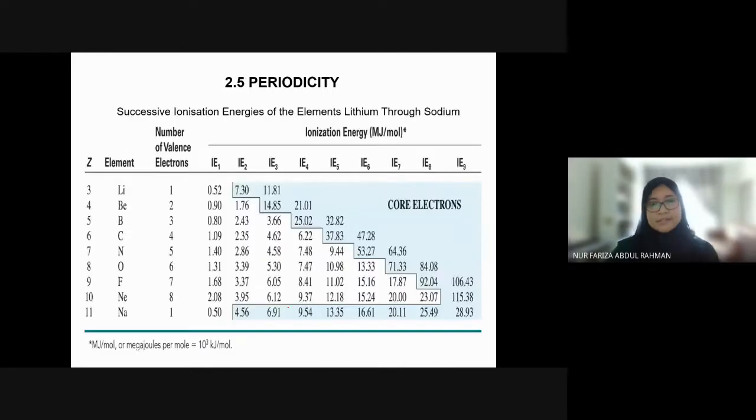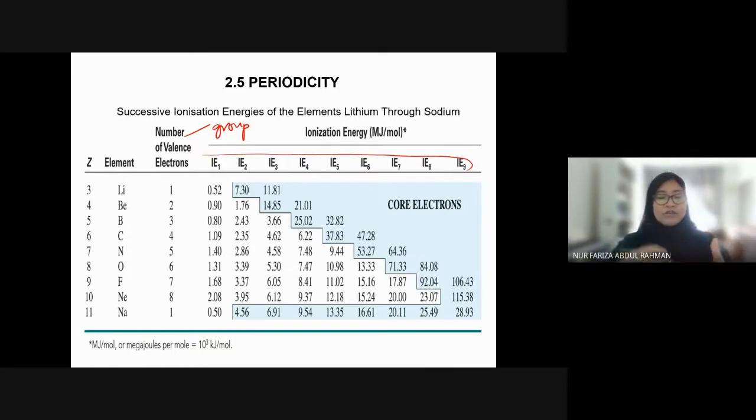Okay, let's apply apa yang dia cakap tadi tu. Cuba tengok, let's start with beryllium. Kita start dengan beryllium. So we have elements going down here, and then we know that each of the elements has a number of valence electrons. This number of valence electrons represents the group number. So these are the successive ionization energies.